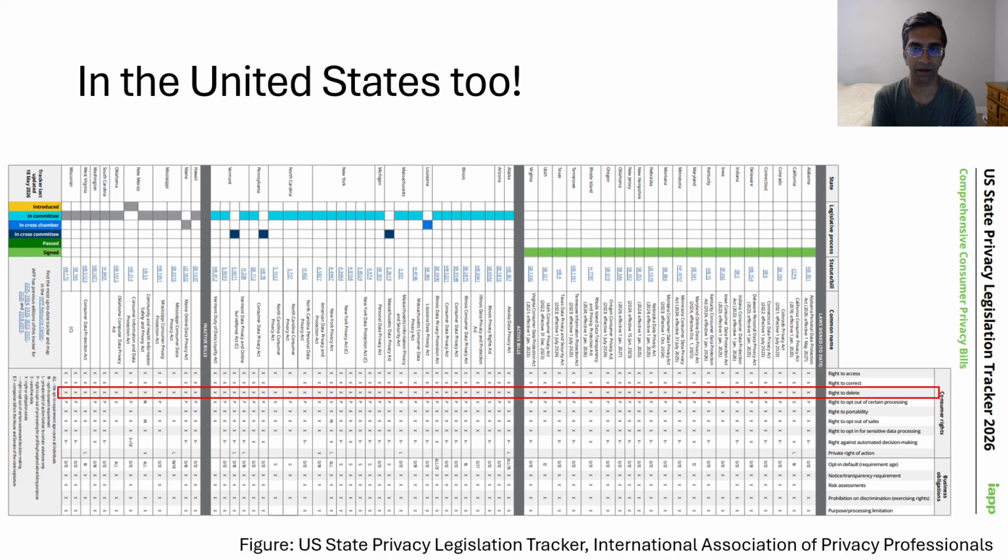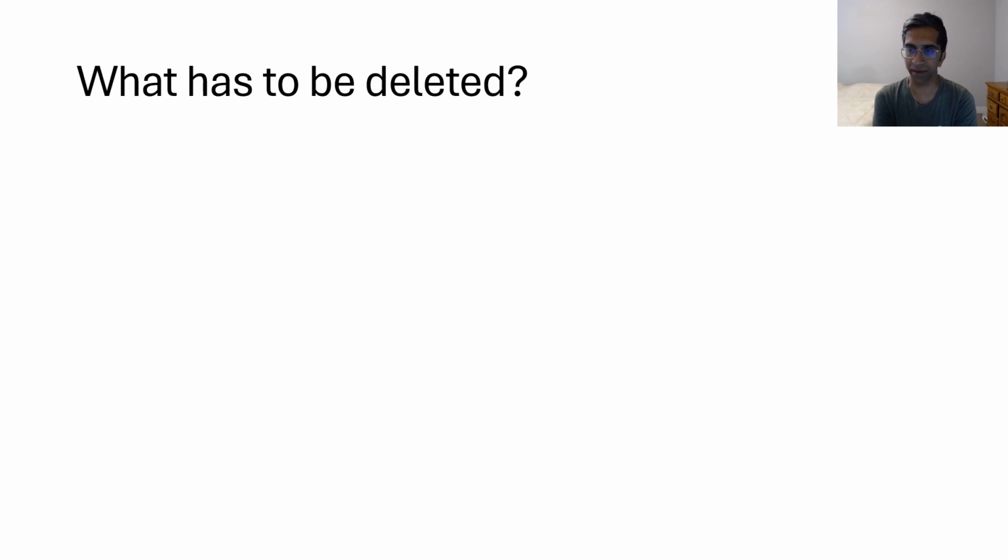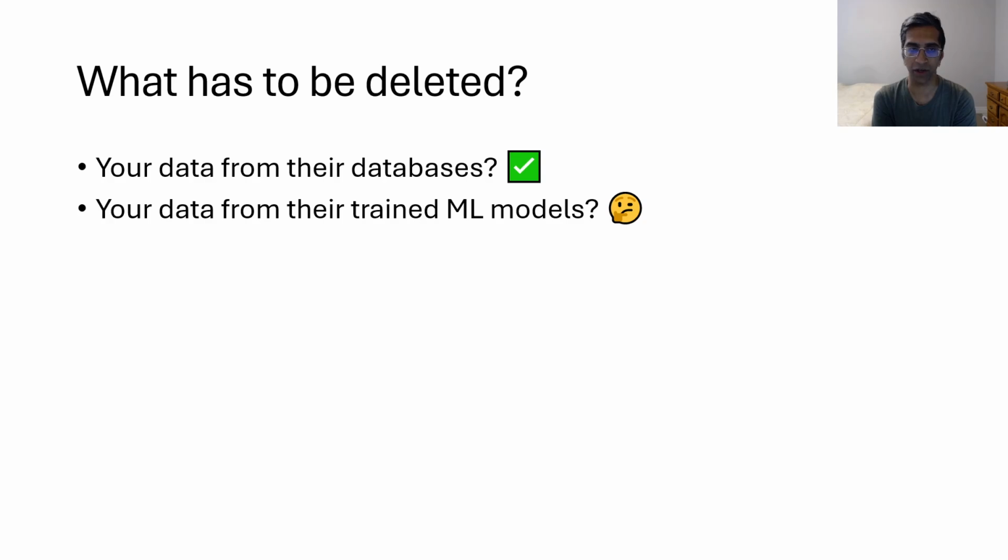So suppose you ask for your data to be deleted. What has to be deleted? Well, there are some easy cases and hard cases in terms of what this covers. Clearly, if they have a database that contains your information, then they have to delete that. But the more interesting question is, what if they took your data and used it to train a machine learning model downstream? What's the implication there? Do they have to do anything? It's a bit less clear, but there's been some precedent which we can perhaps investigate.